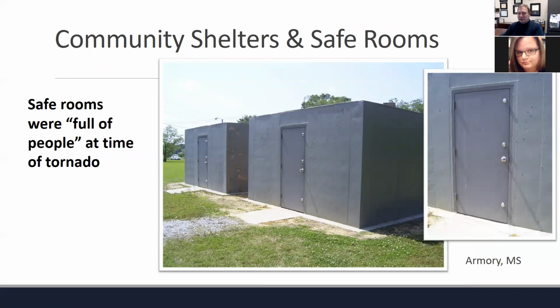So these are community shelters that we found. This was Mississippi. And again, these are just larger versions of that same individual safe room that I showed you earlier. This is concrete reinforced. Actually, this is steel clad, if I'm not mistaken. No, it was concrete reinforced. This is poured concrete with steel rebar, steel bars on the inside of it.